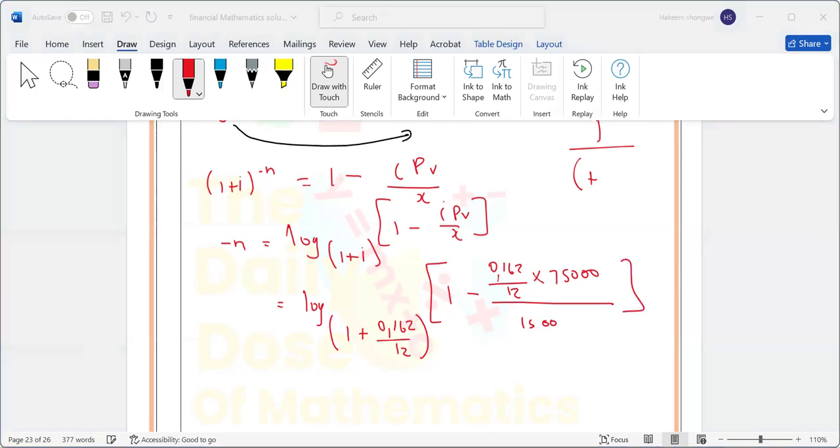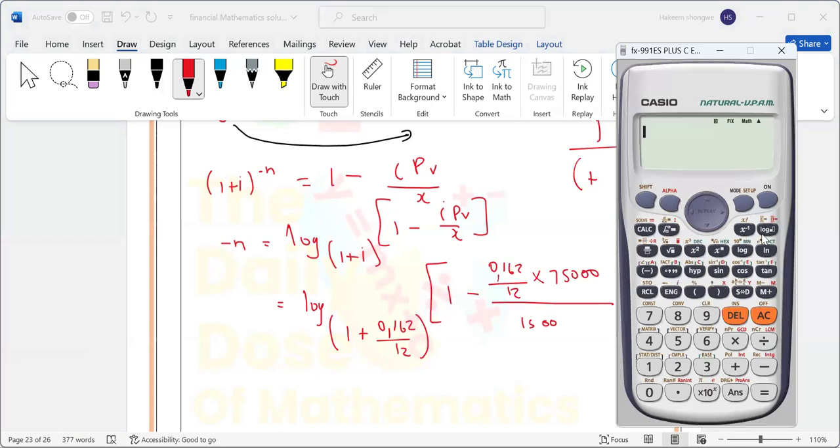I think this one, let me show you first, and then we'll do it. So we have the log, and then we have open bracket. We have 1 plus 0.162, all over 12.